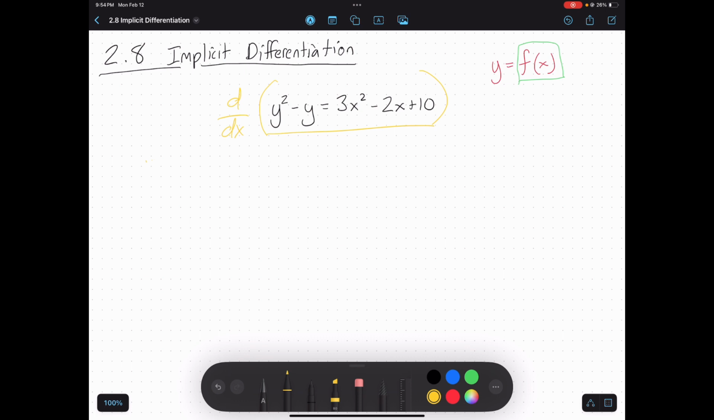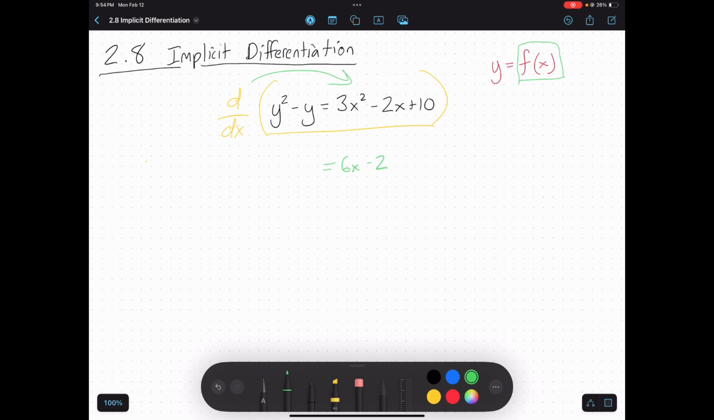Okay. So if I just focus on this right side of the equal sign, well, that's what we're used to, right? My derivative of 3x squared minus 2x plus 10, well, that's just 6x minus 2 plus 0, which I don't have to write, the plus 0. So the right side's simple enough because it's completely in terms of x. And notice I'm taking the derivative in terms of x. But what do I do with the left side?